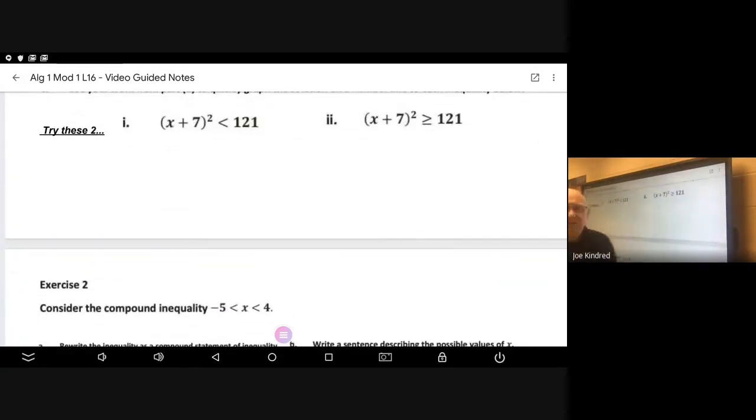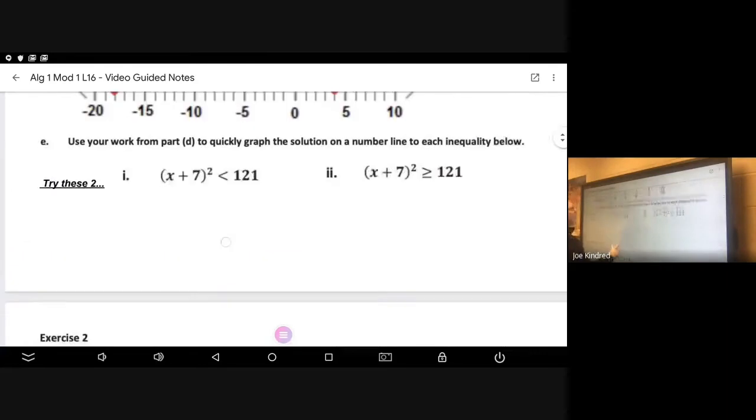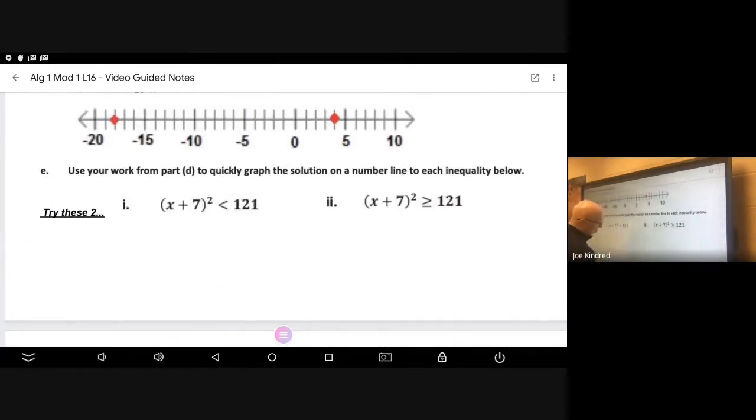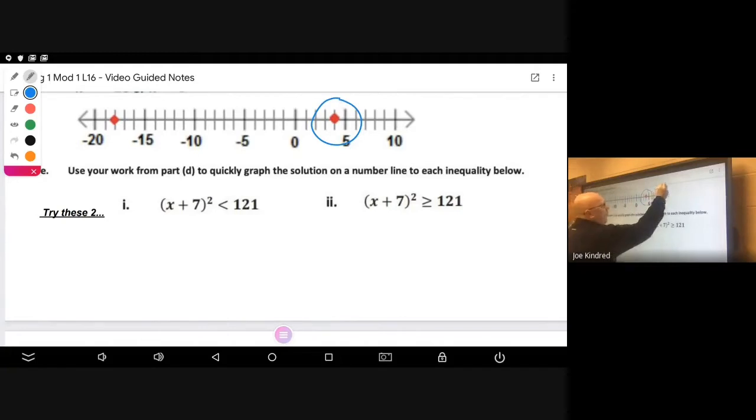Okay, you've had a chance to do this, so I'm going to go ahead and do Roman numeral 1 and 2. See if it matches up with yours. So we already know that the solutions are here at 4 and here at x is equal to negative 18 in the original problem.